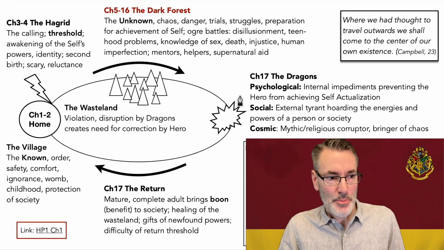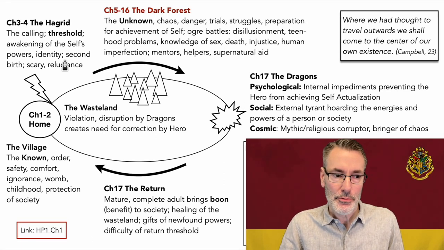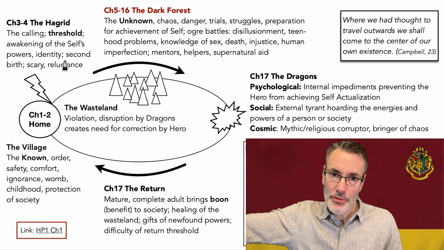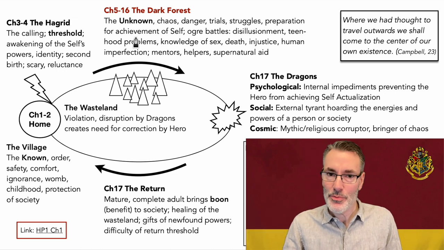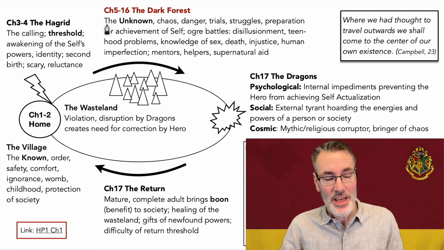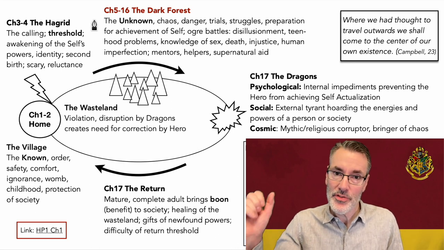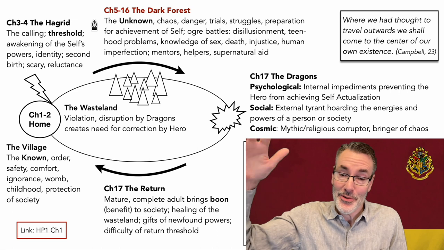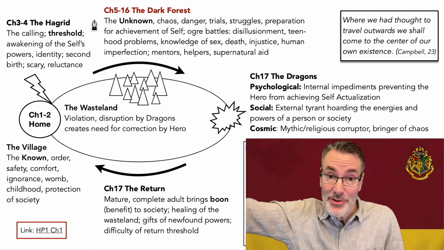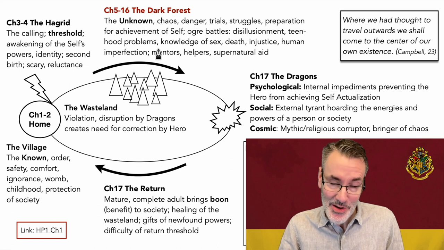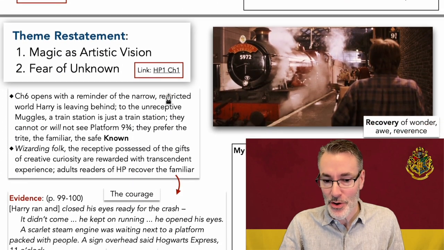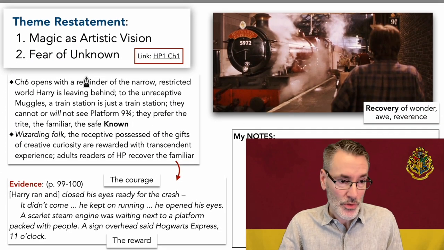Chapter 6 is a very important threshold chapter. We've had a few micro thresholds where Harry's moving closer and closer to the Dark Forest, and he's not quite in the Dark Forest yet, but he kind of is, because where he is already is kind of unknown. He's leaving the Dursleys behind, but Chapter 6 quite literally introduces a threshold. He has to leave the platform and enter a train, which is a threshold, and the train, Hogwarts Express, is the unknown, taking him to an even greater unknown, which is, of course, Hogwarts.